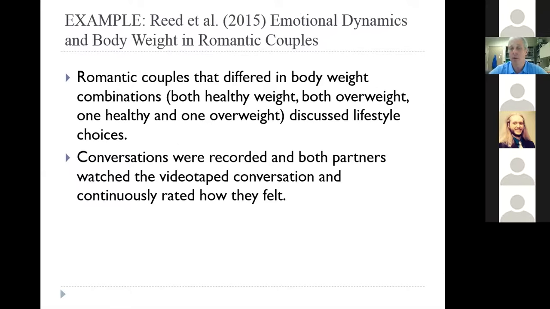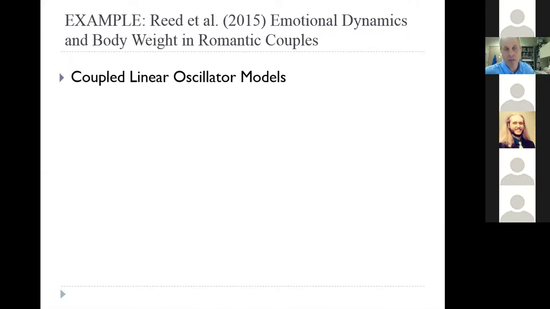Conversations were recorded and both partners watched the videotape and rated how they felt over the course of the entire interaction. What they were looking for were two things. One, they wanted to know whether or not couples converged in their affective experience over the course of this episode, and then whether or not the emotions dampened over the course of the episode or whether they increased.